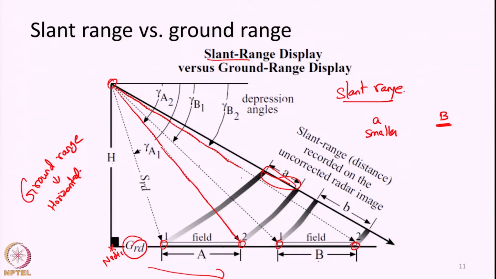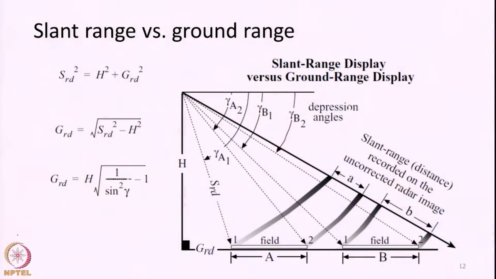For a flat horizontal surface, it is always easy to convert this slant range to ground range using simple trigonometry. Say this is the slant range that is measured by the radar system along this line. So, what is the distance? Say for example, point 2 here, in field A. The distance will be measured from this antenna along this line. The length of this line will be recorded as the slant range distance.